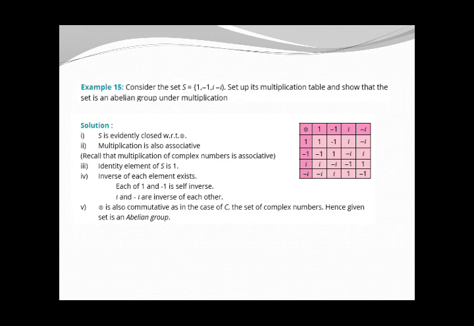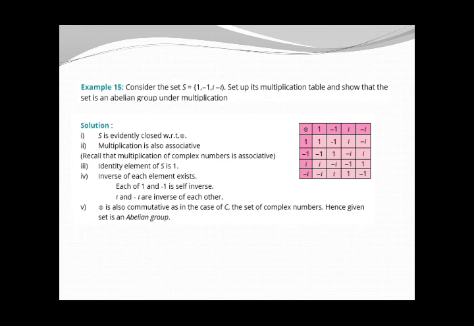Next, inverse. Again we find the pairs which show the answer equal to 1. From the table we see that 1 multiplied by 1 is 1, -1 multiplied by -1 is 1, iota multiplied by minus iota is equal to 1, and minus iota multiplied by iota gives 1. Therefore, the inverse of 1 is 1. The inverse of minus 1 is minus 1. The inverse of iota is minus iota. And the inverse of minus iota is plus iota.